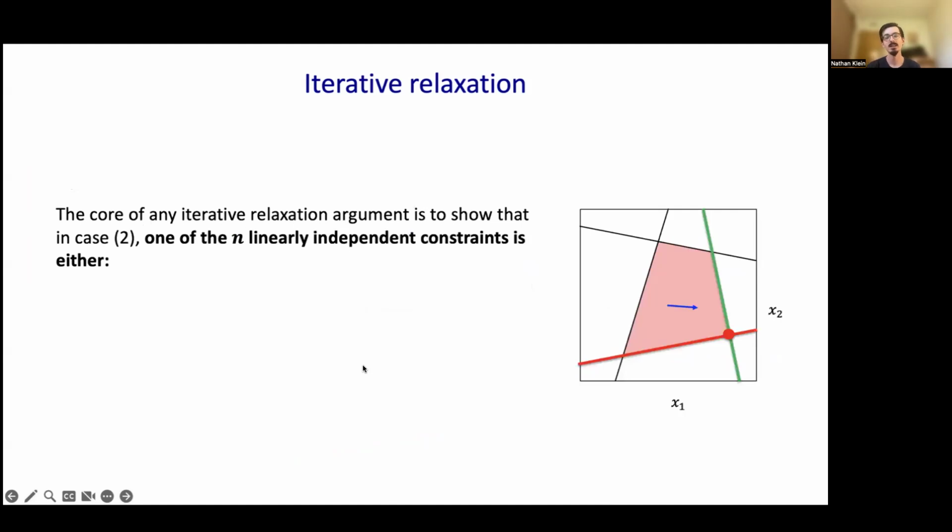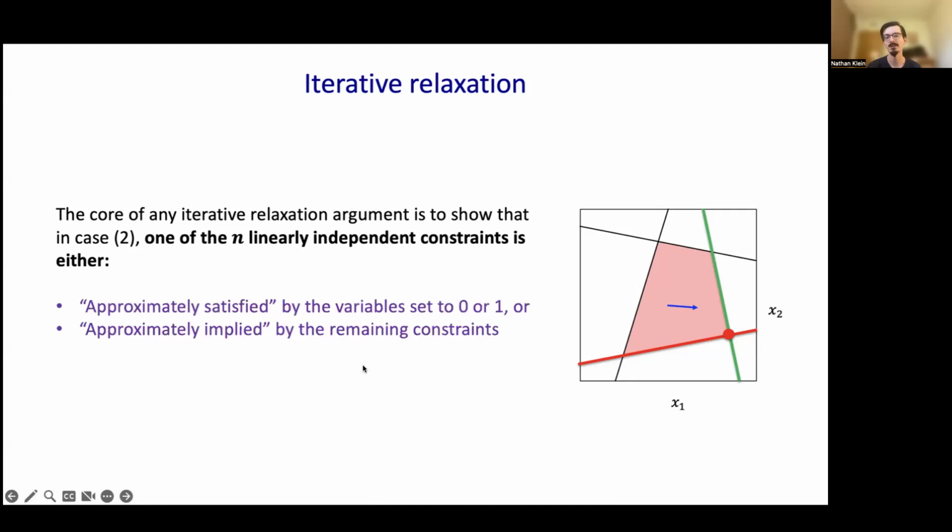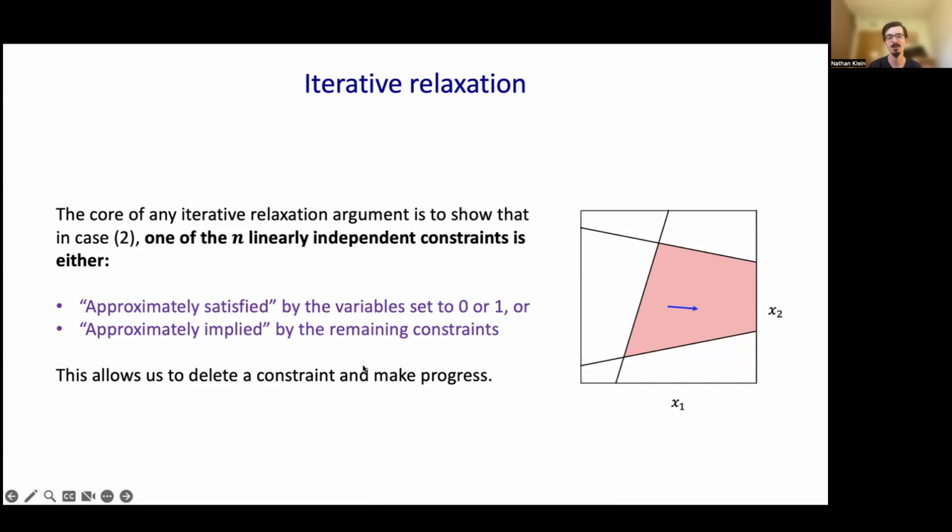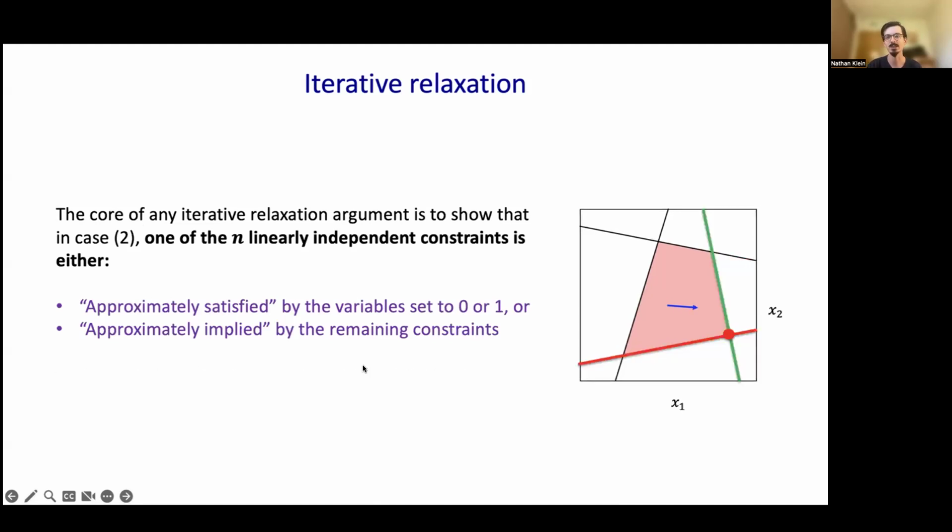So the core of any iterative relaxation argument is to show that when we're in this case with no box constraints defining our point, then one of these n linearly independent constraints is somehow safe to drop, safe to ignore. So either it's approximately satisfied by the variables already set to 0 or 1, or maybe it's approximately implied by the constraints that remain. And this allows us to make progress, right? The reason we need this is that it allows us to delete a constraint and move forward. Otherwise, we would just be stuck right at this fractional point.